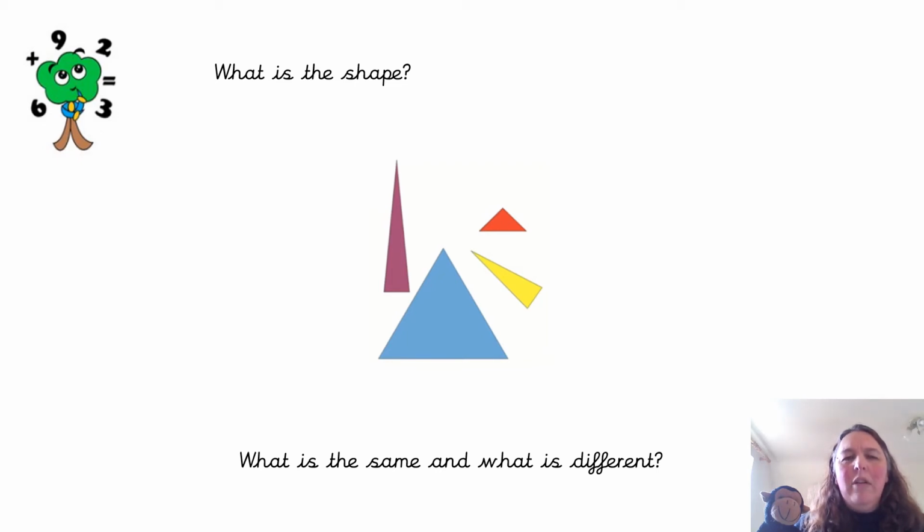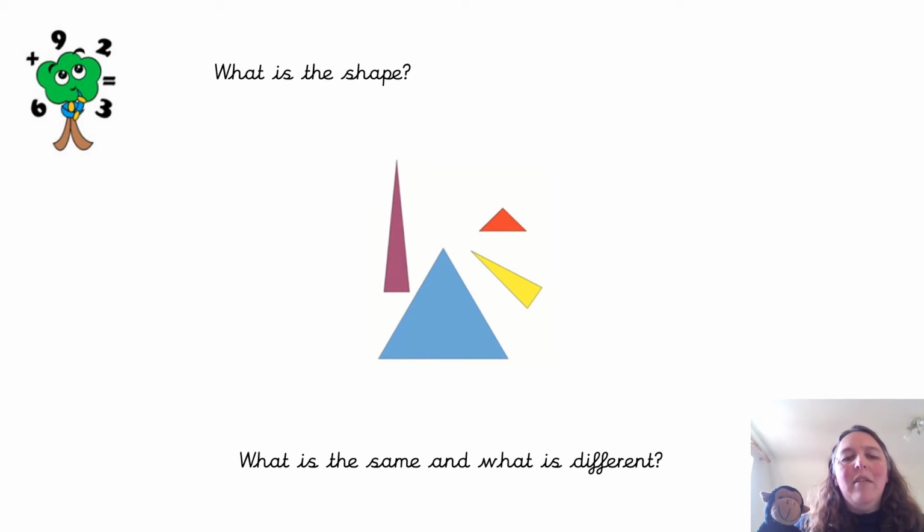Oh, did you say some of the differences were they're different in colour? The triangles are different in colour. Did you say they're different in size as well? Yes, just like the squares and the rectangles, they're different in colour and different in size. What's the same about these triangles though? What makes them a triangle?